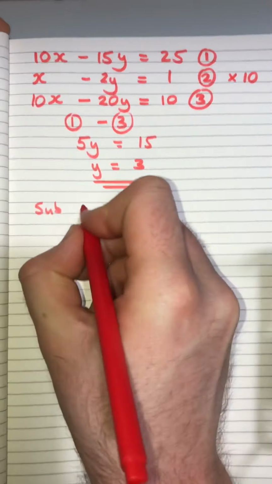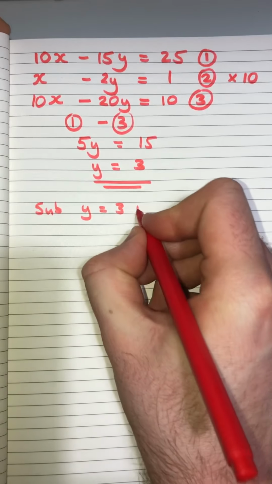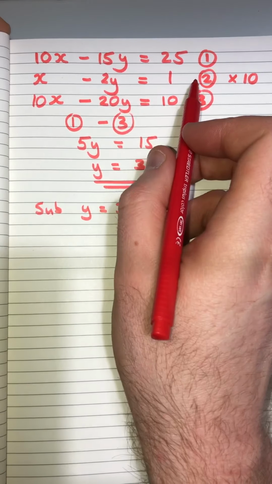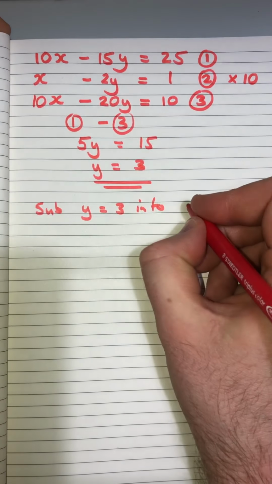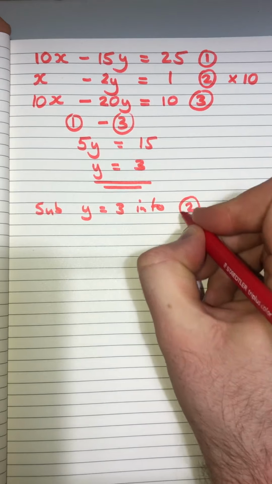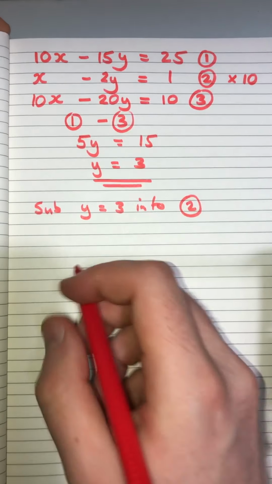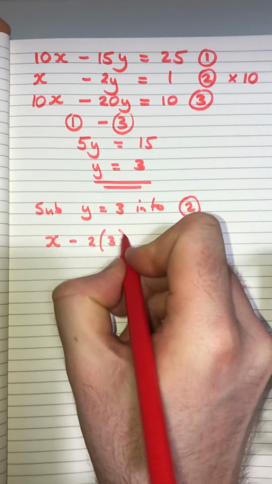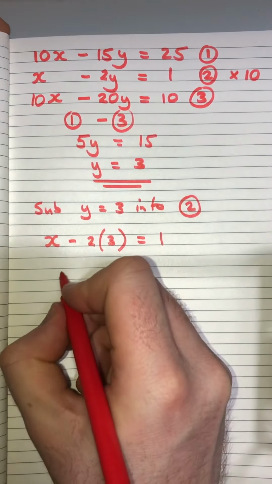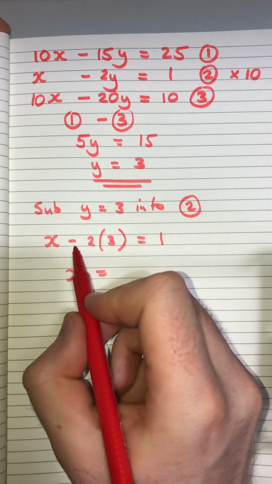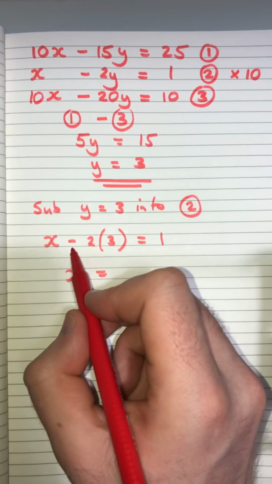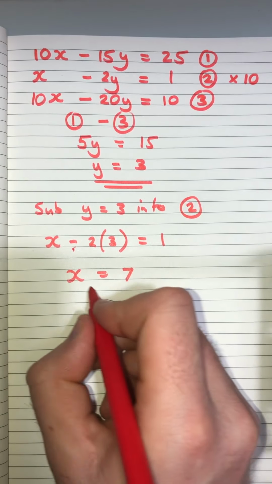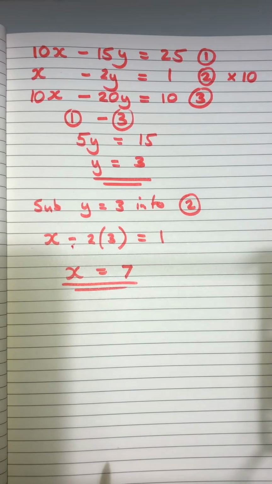We then sub y equals 3 into our choice of 1, 2 or 3, and I'm going to go into 2 again. Actually it's swapped out just smaller values, so I feel it might be slightly easier. So x minus 2 times 3 is equal to 1. So 2 times 3 is 6. We've got a negative in front of it, so that's going to add, so x is going to be 7.